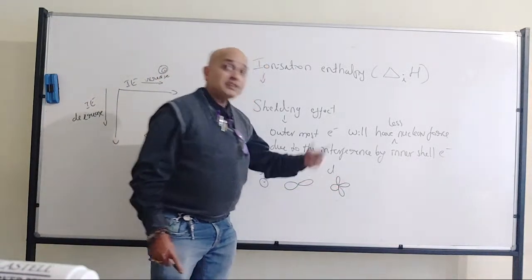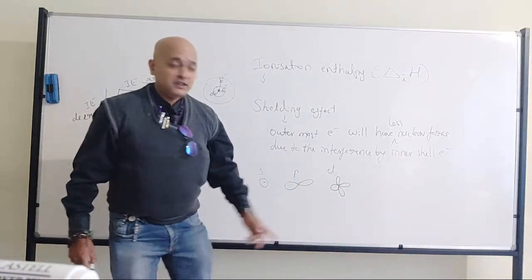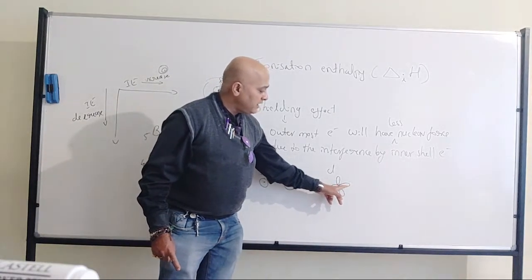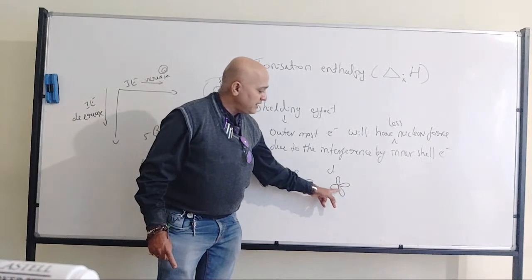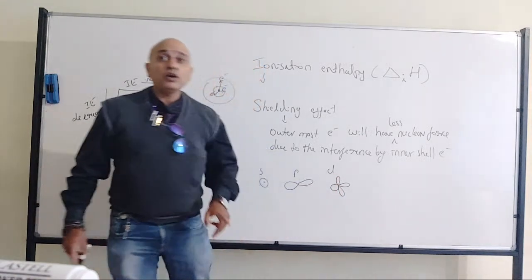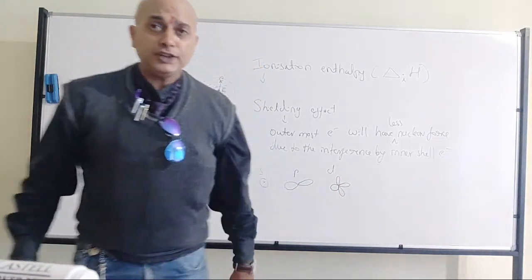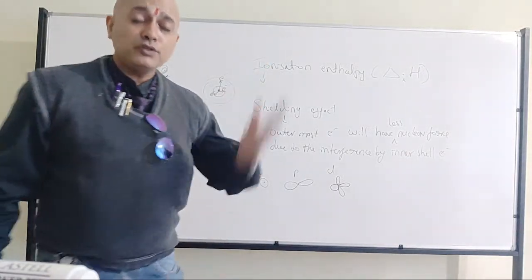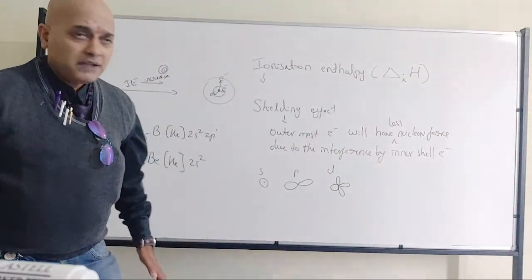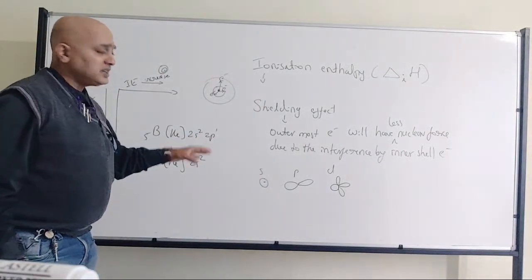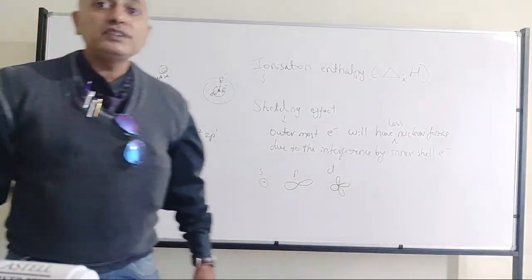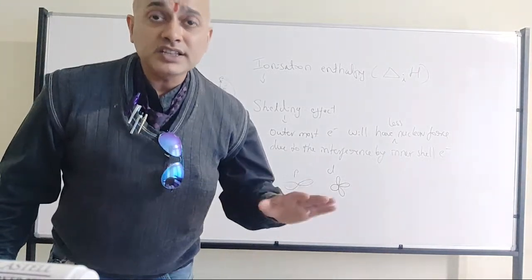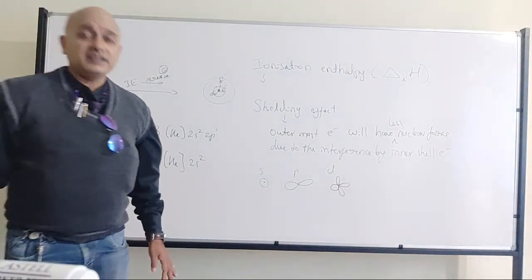And here much more variation is there, because electrons will be here, then they will come here, once again they will go away, and they will come and go away again. So lots of variation when it comes to D. And in F, it will be much more variation. So what I mean to tell you is, S subshell electrons are the ones which are near the nucleus, at a constant distance from the nucleus.